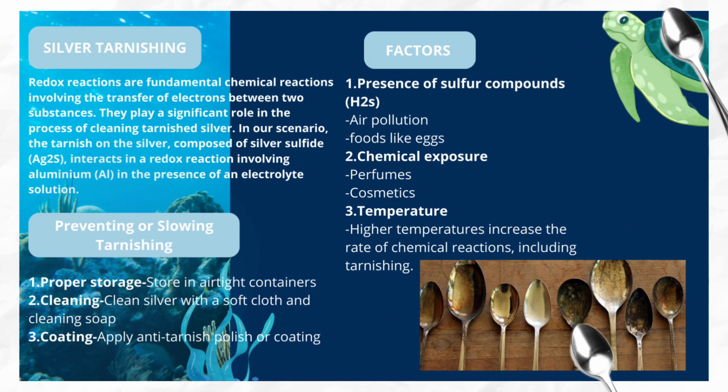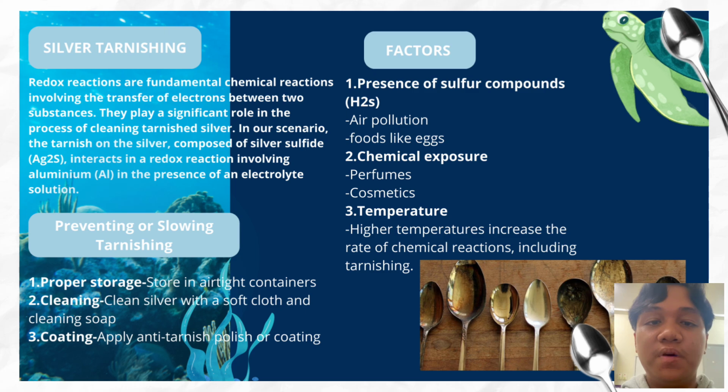Tarnishing happens because of a fundamental chemical reaction involving the transfer of electrons between two substances. They play a significant role in the process of cleaning tarnished silver. In our scenario, the tarnish on the silver, composed of silver sulfide, interacts in a redox reaction involving aluminium in the presence of an electrolyte solution.